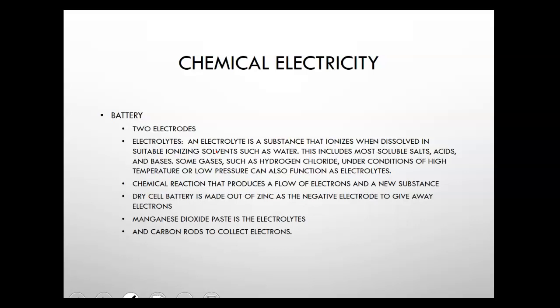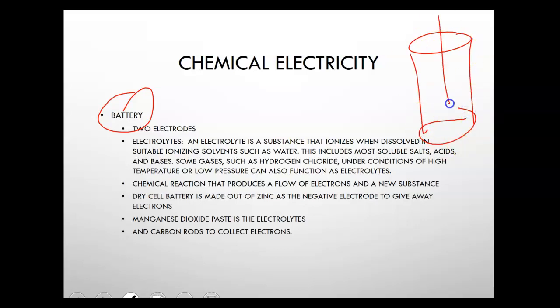Chemical electricity, it's basically how batteries work. We have two electrodes. What's an electrode? It's two poles. If you ever took apart a battery, there are two electrodes. One is positive, one is negative. So there are two sides. If you look at your car battery, there are two electrodes, two sides. And batteries are always DC current.